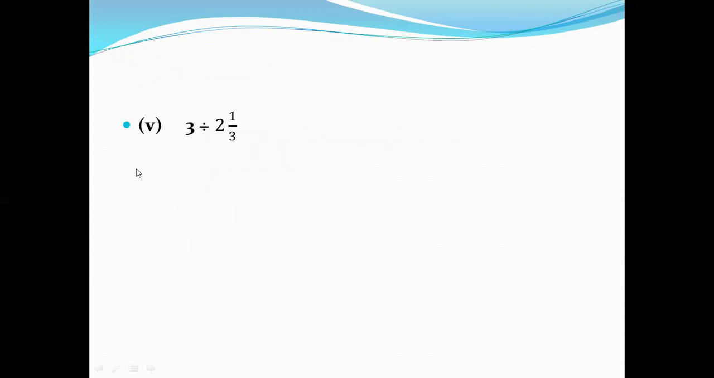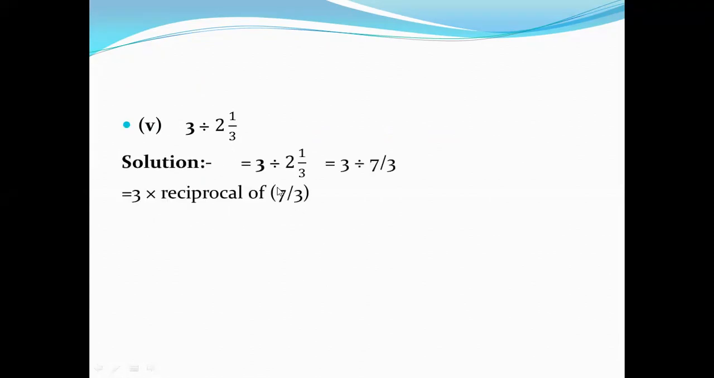Fifth bit. From first problem, this is the fifth bit. We are dividing the whole number by a mixed fraction. Nothing to worry. We just have to change this mixed fraction into an improper fraction. After that, we will follow the previous method. See here, 3 divided by 2 1 by 3. 2 1 by 3 means 3 2s are 6, 6 plus 1, 7. So, 7 by 3. Denominator same.